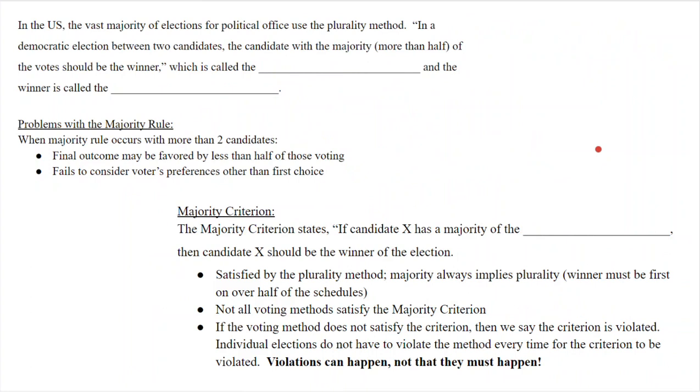In a democratic election between two candidates, the candidate with the majority, meaning more than half of the votes, should be called the winner. I'm going to pause here and note the difference between plurality and majority. Plurality means you have the most votes. Majority means you have more than half of the votes. So, if someone gets more than half of the votes, they should be the winner. This is called the majority rule. And the winner is called the majority candidate.